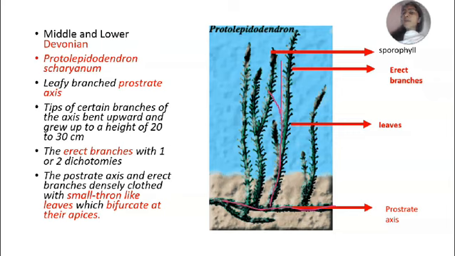The dichotomy may be 1 or 2, and both the prostrate axis and the erect axis bear small thorny leaves, and these leaves also bifurcate at their apexes. In Lycopodium, the leaves don't have this bifurcation. Here, these leaves of protolepidodendron get bifurcated at their apex.